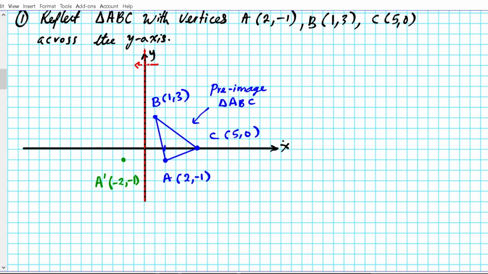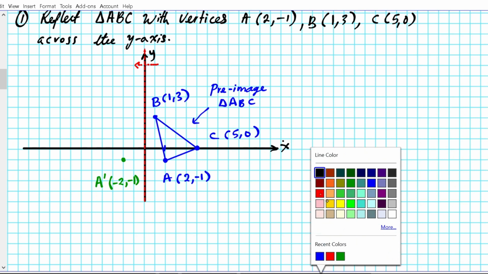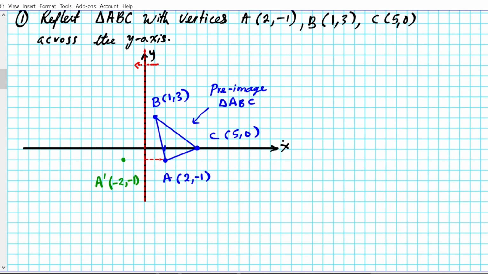Make sure you are traveling in the perpendicular direction. That's extremely important. So you see how from here we go from the point horizontally to the y-axis, and then we go in the opposite direction by the same magnitude. Notice how my line of reflection is perpendicular to the axis of reflection. That's basically how it works.